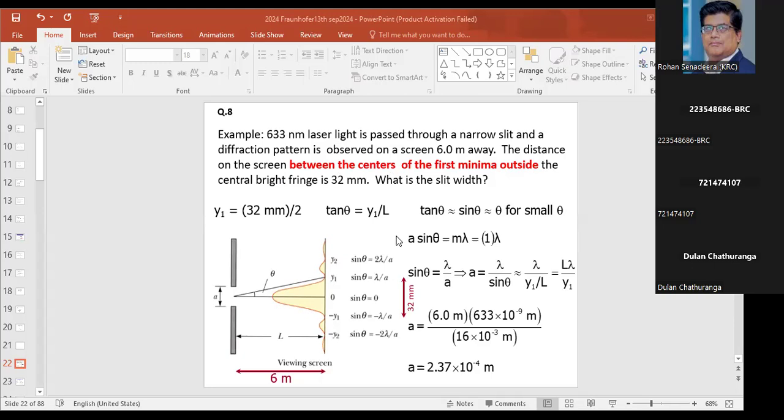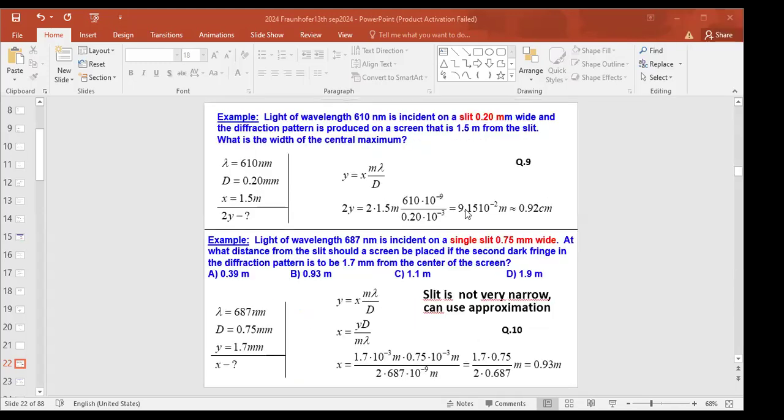Again, the problem. Anyway, you try these things, simple equation. You have to put the values, right? Try all these things, right? And we have two cases: the slit is not very narrow, or it is very narrow. If it is not very narrow, you can use some approximation. So anyway, the values are given, right?